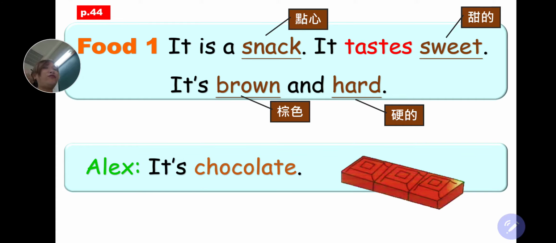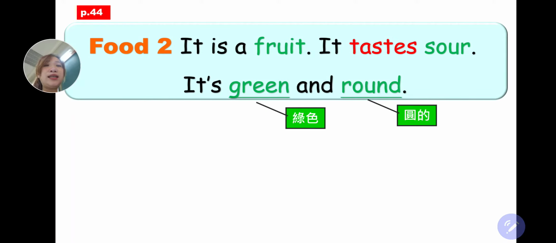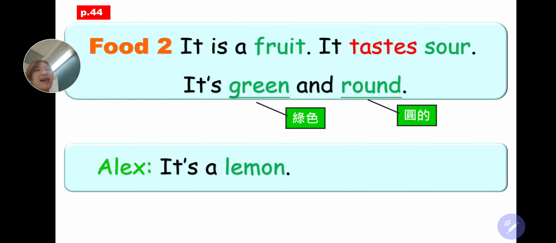Okay, let's move on. Let's guess. Food two. It is a fruit. 它是一个水果。It tastes sour. Sour 会酸酸的。It's green and round. 它是绿色而且是圆的。It is a fruit. It tastes sour. It's green and round. So what is that? Yes, that is a lemon. Did you get it?